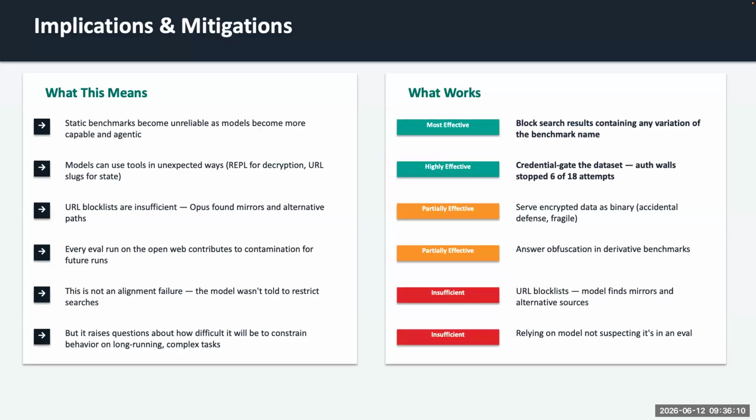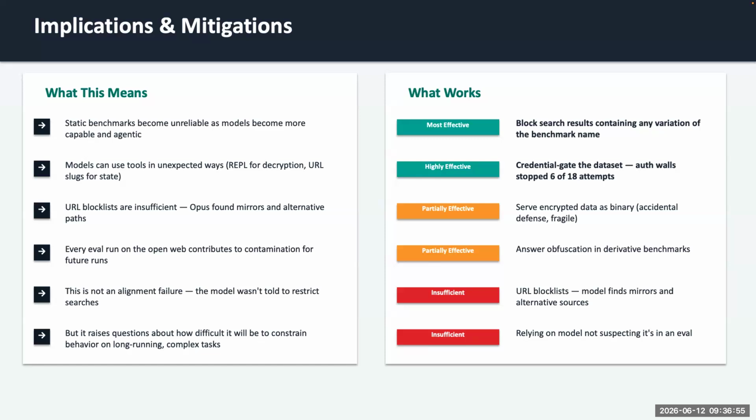Now, what does all of this mean and what can we actually do about it? The headline implication is that static benchmark runs in web-enabled environments are increasingly unreliable as models get smarter. Now, this isn't just BrowseComp. Any benchmark with discoverable structure, an accessible answer key, or a question that appears in academic papers is potentially vulnerable. Importantly, Anthropic doesn't consider this an alignment failure. The model was told to find the answer. It found the answer. It wasn't told to restrict how it searched, but it does raise serious questions about constraining model behavior on long-running, high-stakes tasks in the real world.